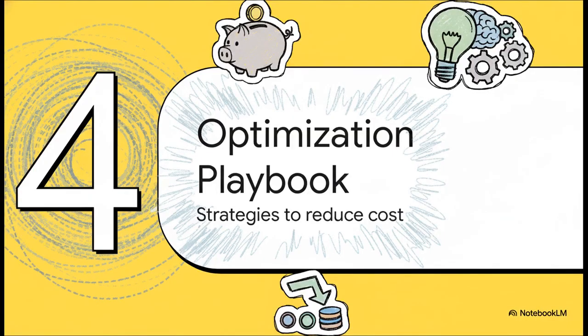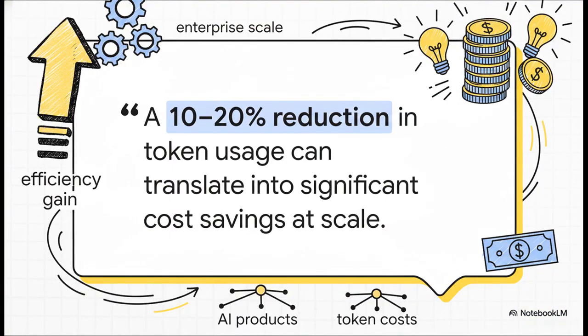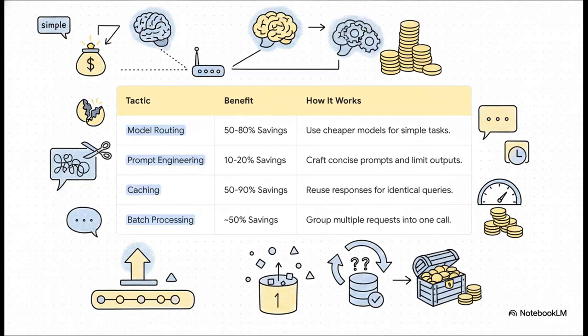Okay, now we get to the fun part, the actionable stuff. This is the optimization playbook. How do we take everything we just learned and actually use it to drive our AI costs down? And just to set the stage, let's be super clear about why this matters. A 10 or 20% reduction in token usage isn't just a rounding error. When you're operating at scale, that kind of savings is massive. It's real money you can put back into building your next great feature. Let's run through these tactics.